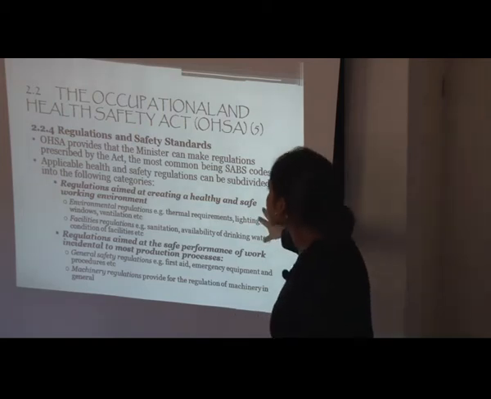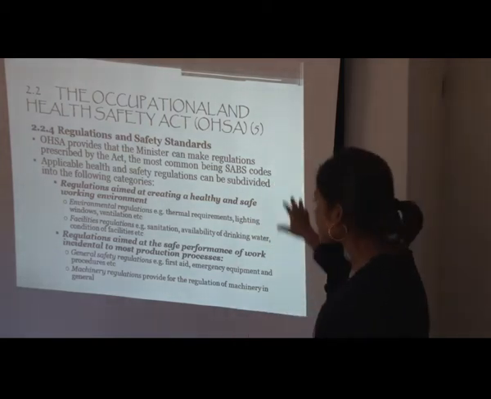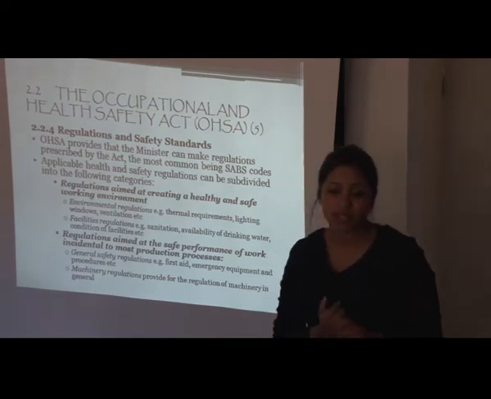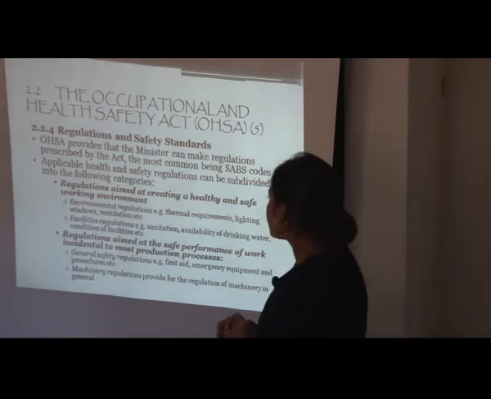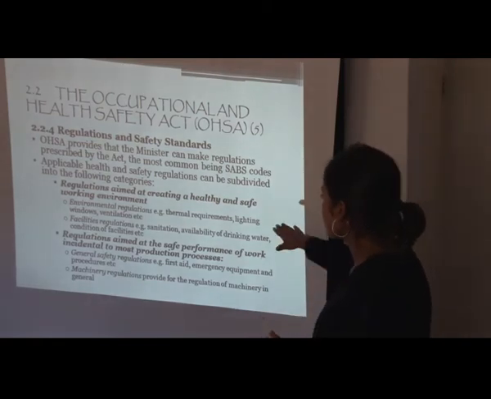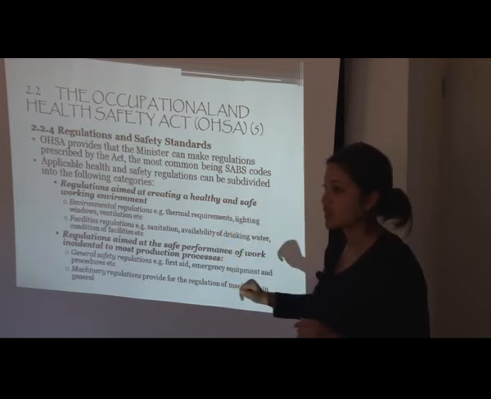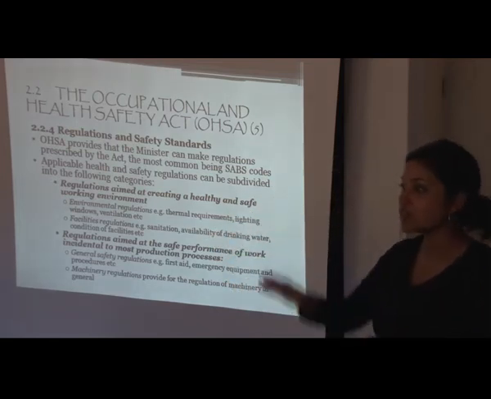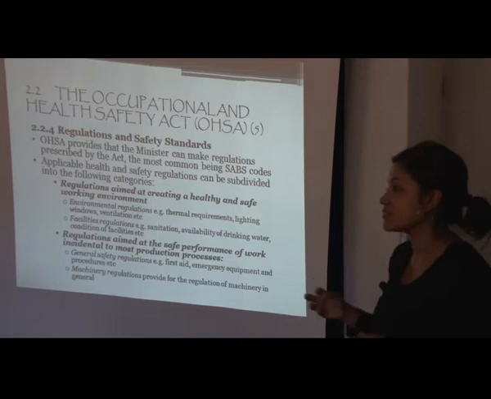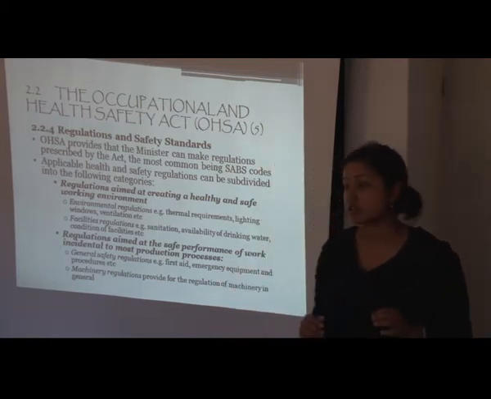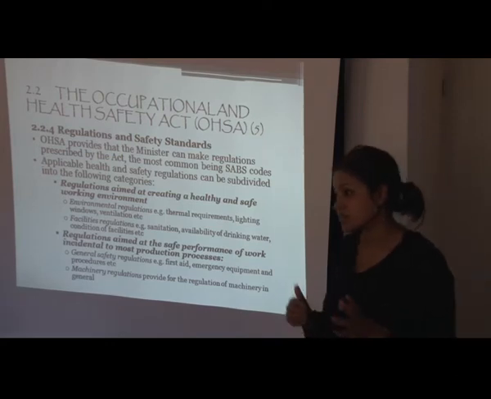So let's go with the first category, which we said was regulations aimed at creating a healthy and safe working environment. Let's go through some of them. Environmental regulations, for example, thermal requirements, lighting, windows, ventilation. If you have a building, you must have ventilation. It's as simple as that. You cannot decide to put up a building without ventilation if people are going to work in the building, right? That's an example.